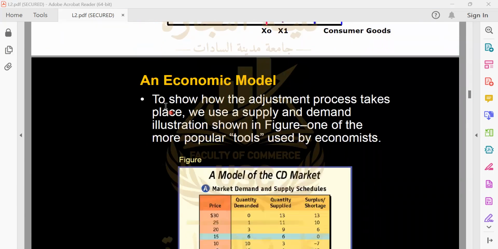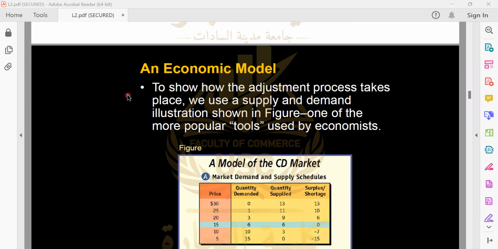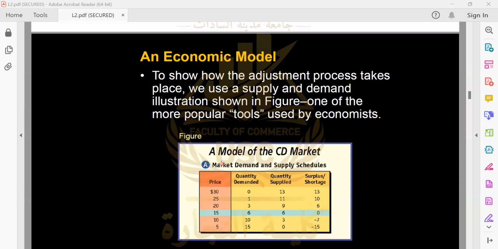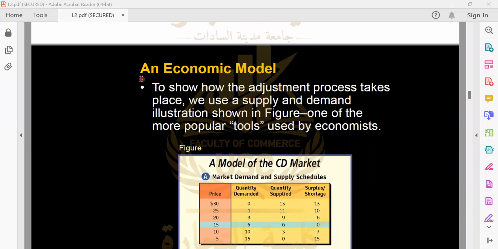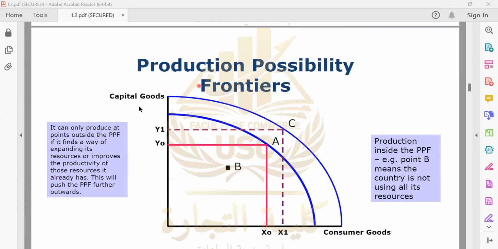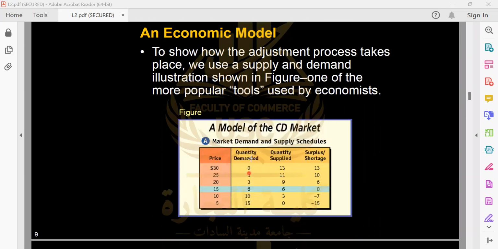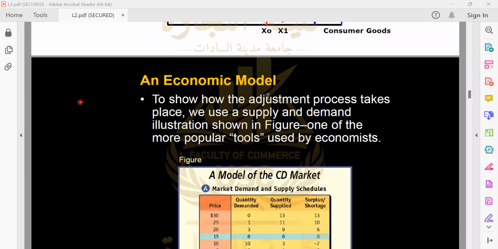So we have an important definition. It's called an economic model. An economic model helps us to predict how a consumer can react to changes in price level. Can we show an economic model in a figure, in an illustration, or in a table? All of these are considered an economic model.